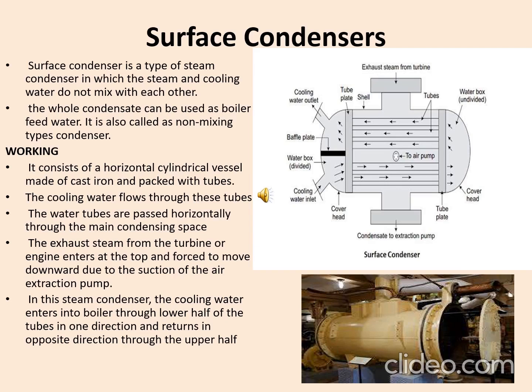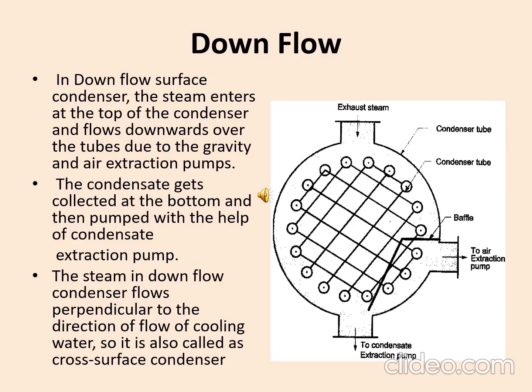So now we will discuss the surface condenser. We know that a surface condenser is a non-mixed type condenser. That means here the cooling water and the condensate will not mix with each other. That's why it is known as a surface or non-mixed condenser. Then how does it work? You can see the diagram. First of all, a cylindrical vessel is there in which horizontal pipes are connected with each other.